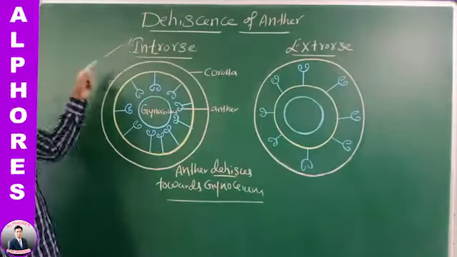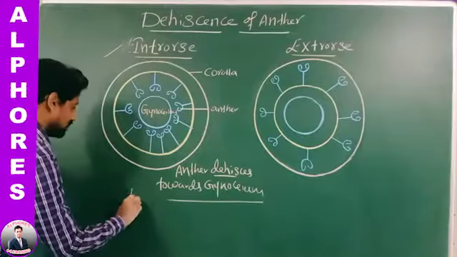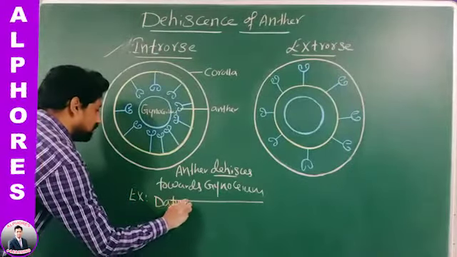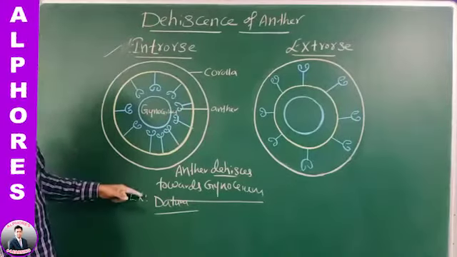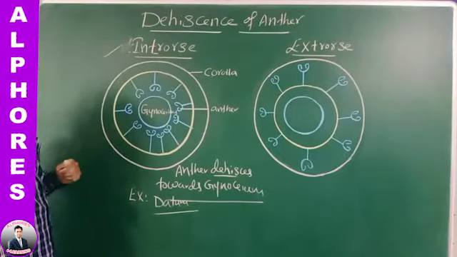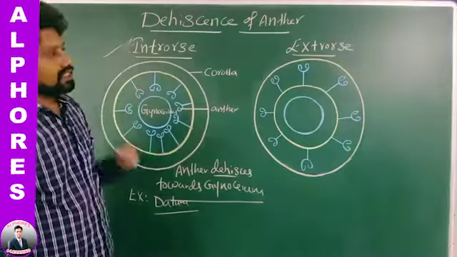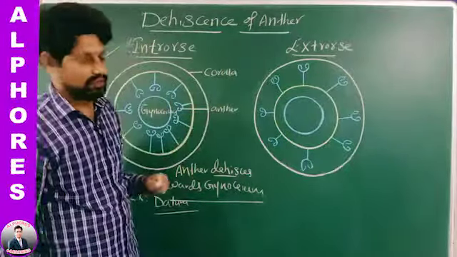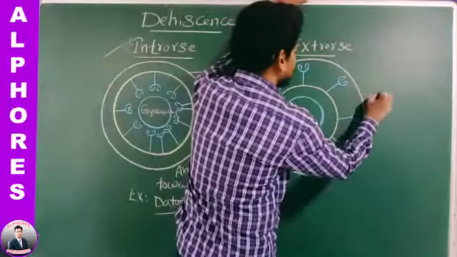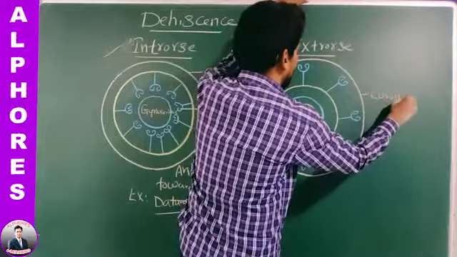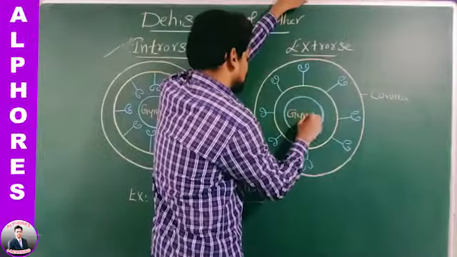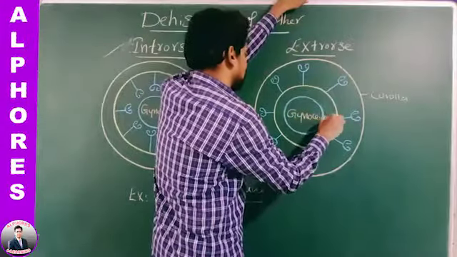This is introrse. Introrse is seen in the case of datura. Now go for the second one. What is extrorse? See the diagram. In this diagram, this is the corolla. Corolla means made up of petals. This is the gynoecium. See here.